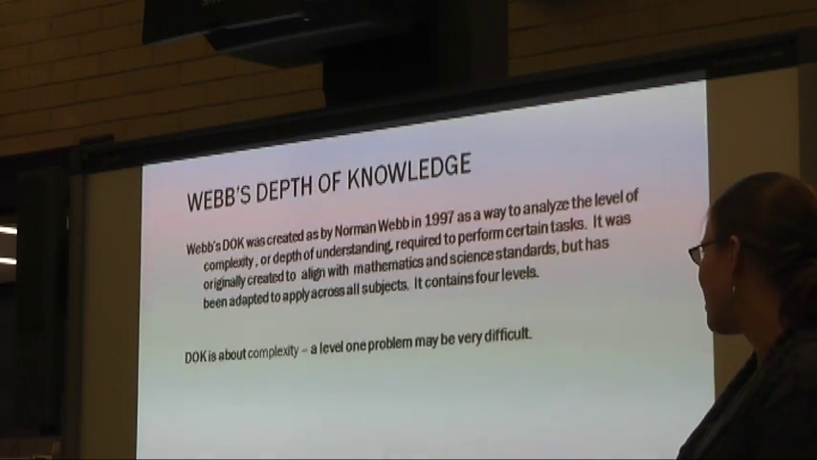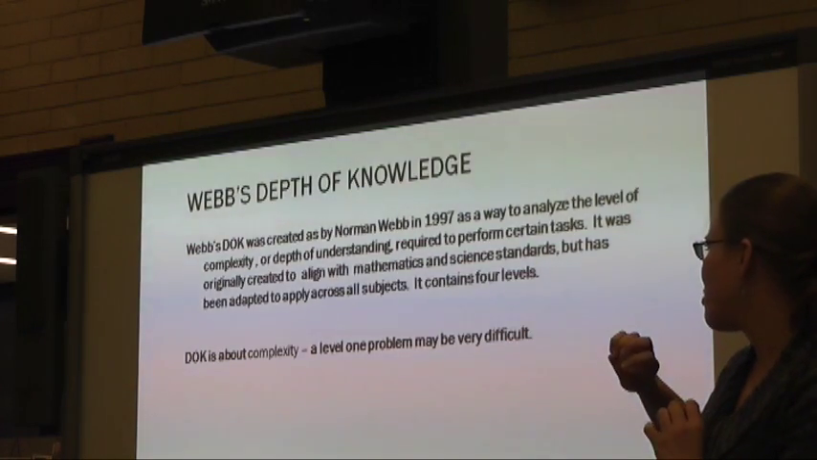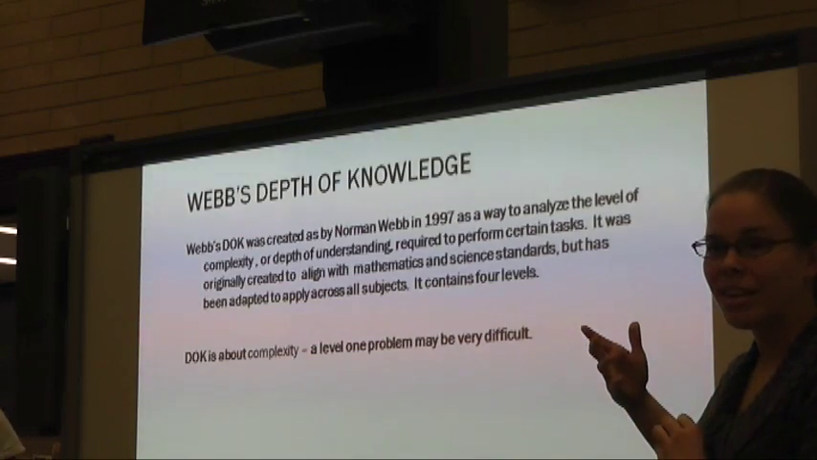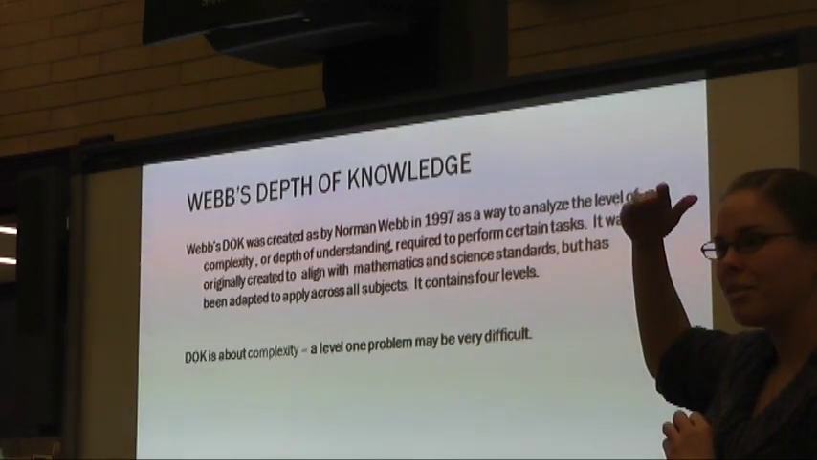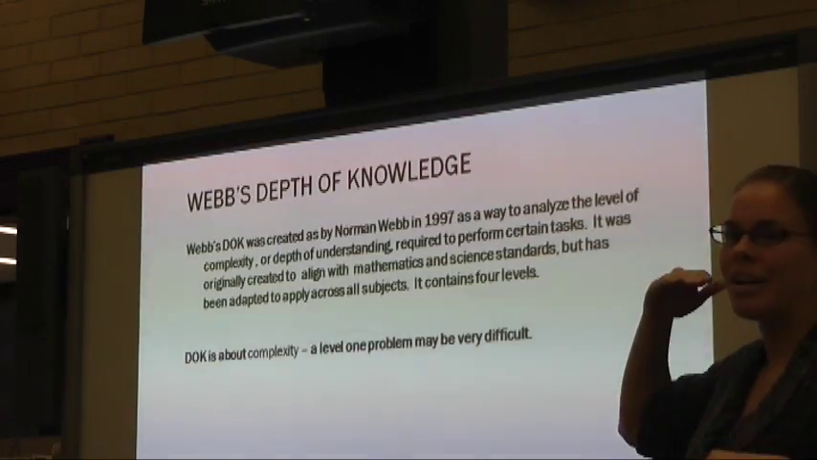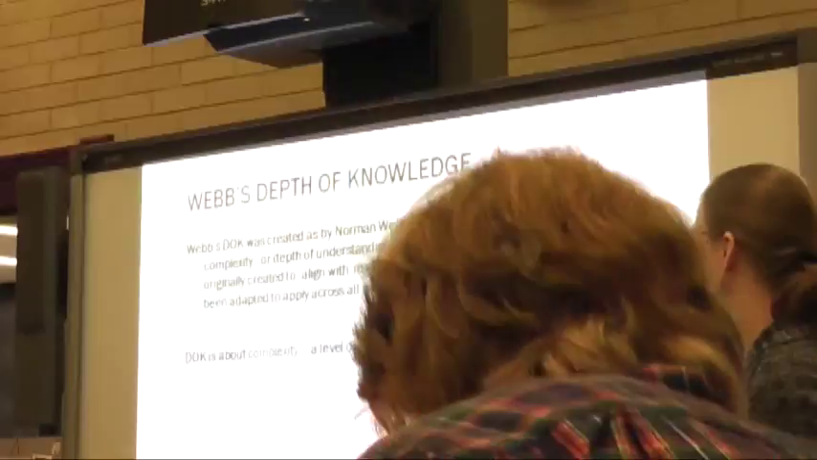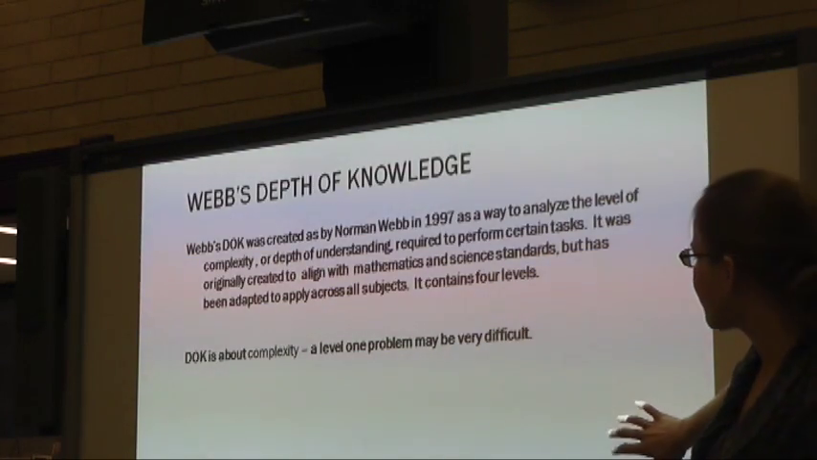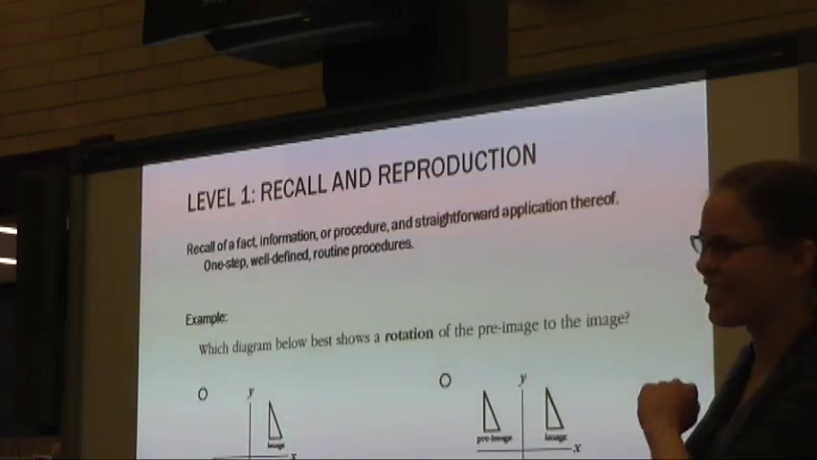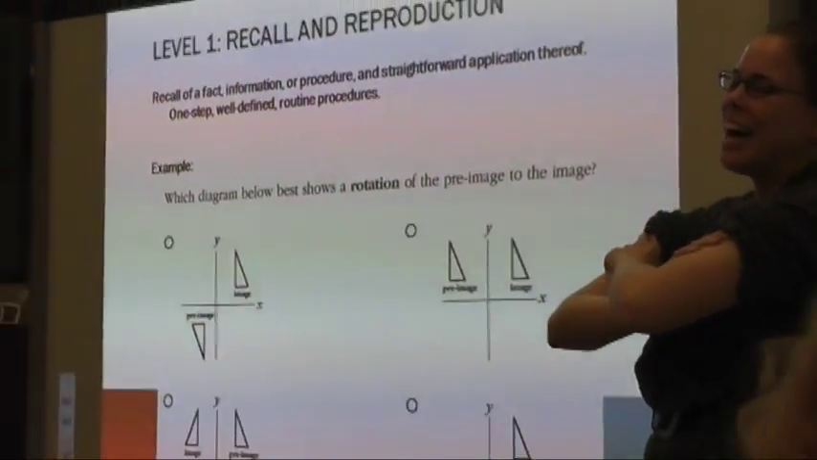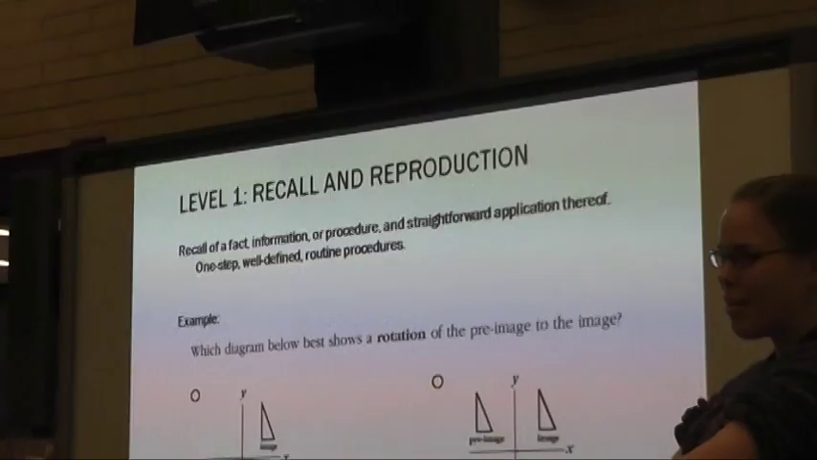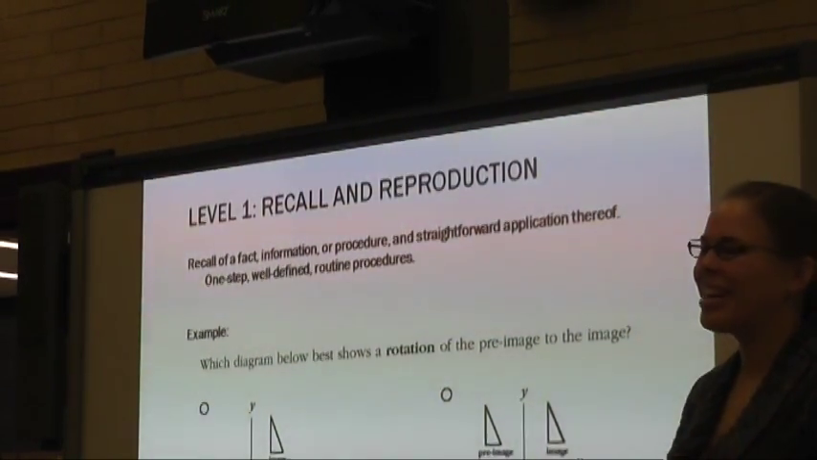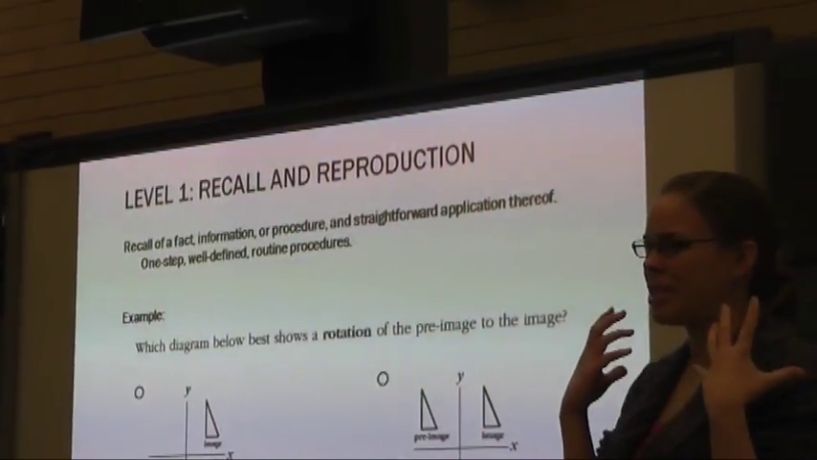It has 4 levels. And like I said earlier, it's about complexity, so even a level 1 problem can be very difficult in terms of the level of math that they're doing, but it might not be complex. And we'll see a little bit of what that looks like as we go through the problems. So, level 1. Can somebody tell me what a level 1 problem is? Recall, Janice says, exactly. Level 1 is recall and reproduction.